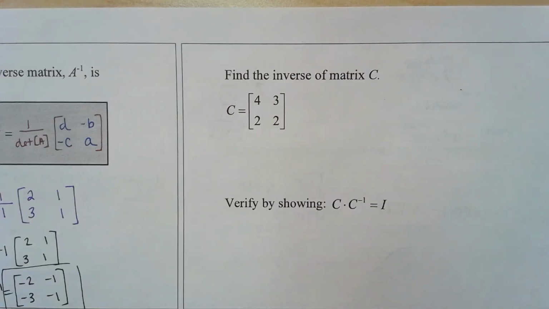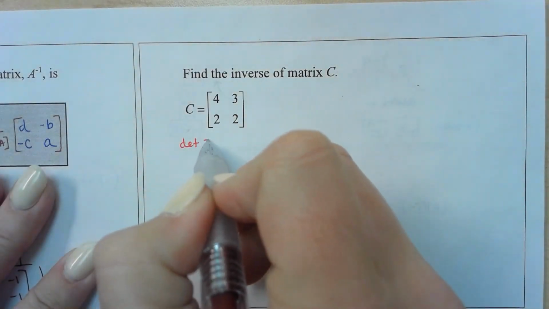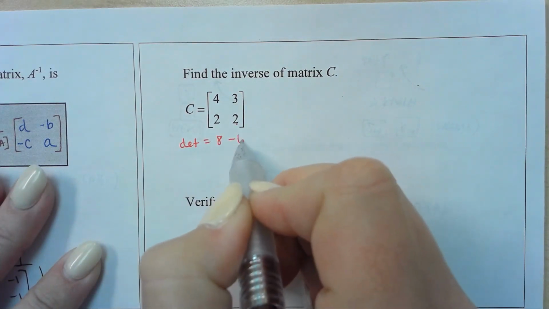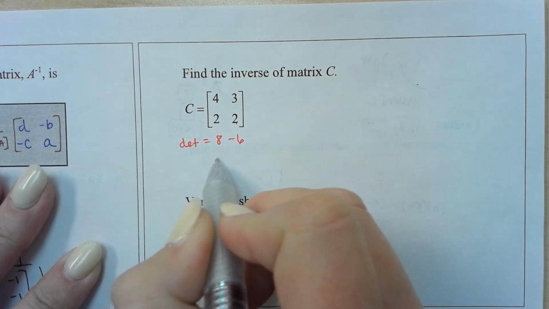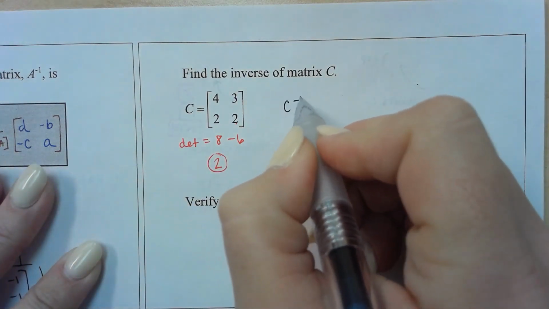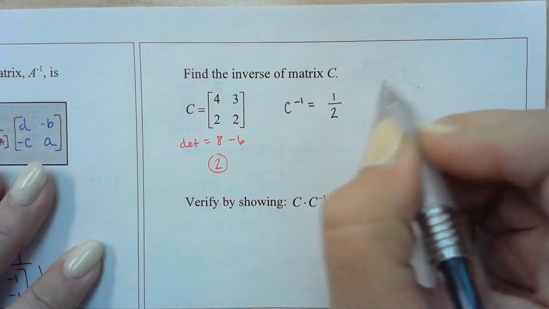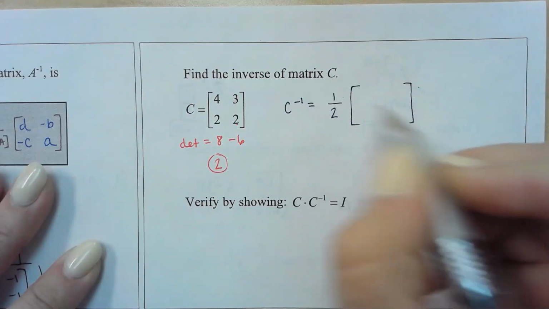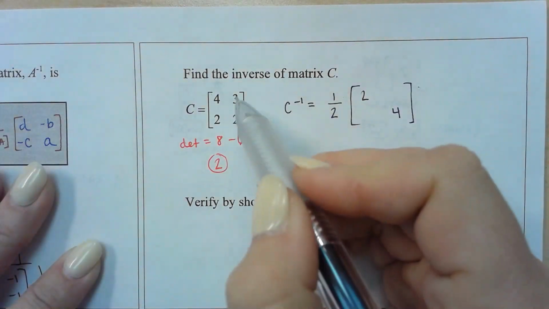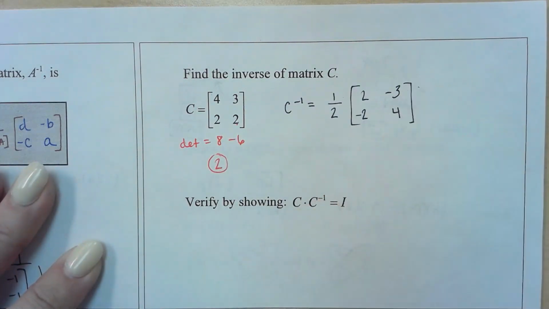It says find the inverse of matrix C. Again, the first thing we need is the determinant. 4 times 2 is 8, minus 2 times 3 is 6, and 8 minus 6 is 2. All right, so here we go. C inverse equals 1 over the determinant, so 1 over 2. I'm going to switch the 2 and the 4. I'm going to change the signs of the other 2.